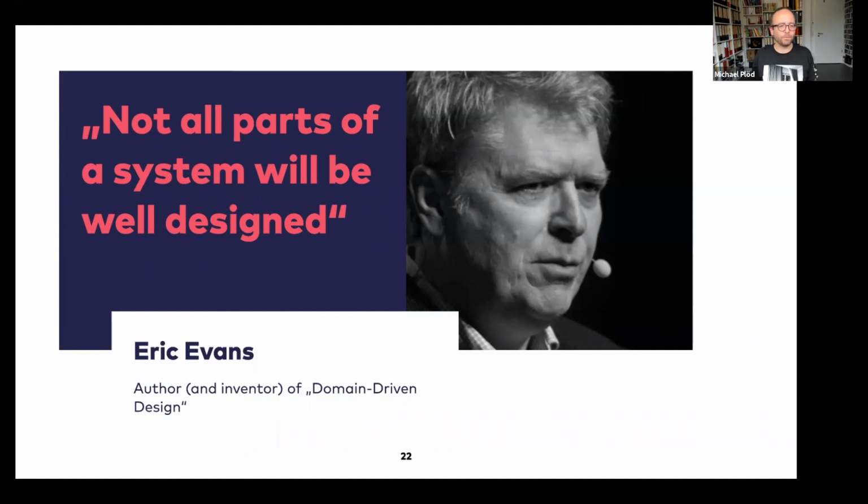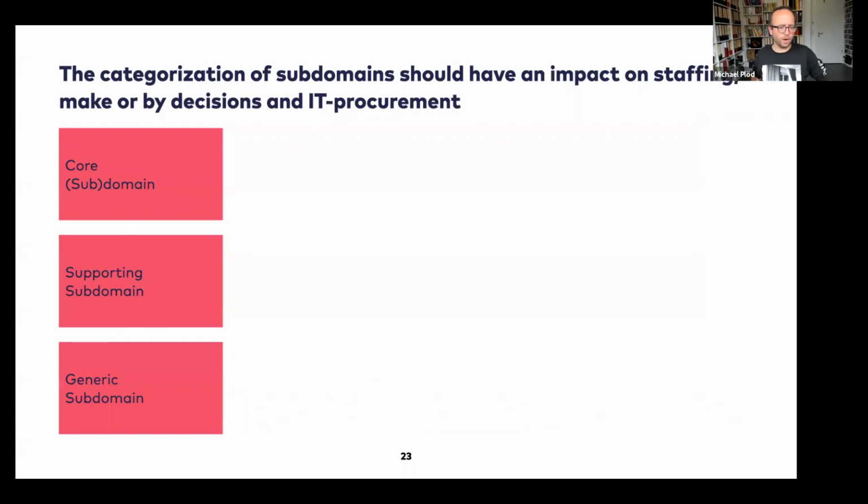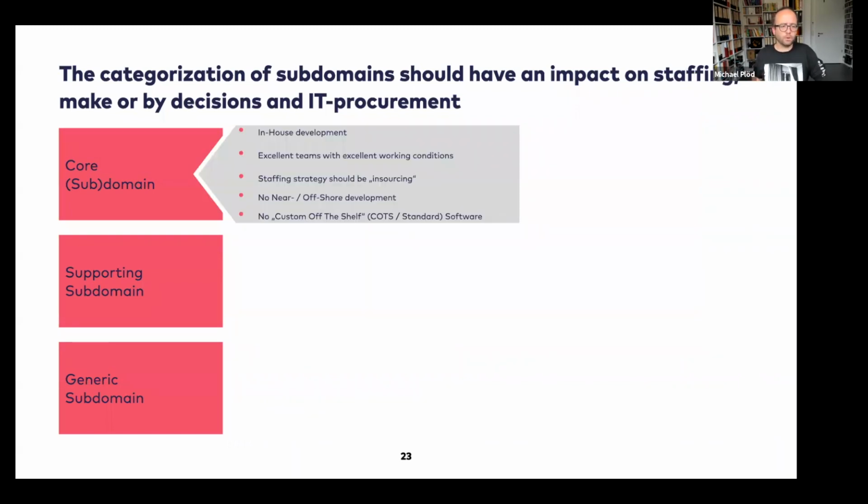However, what I have also witnessed happening very often is that the quality of a solution or a process very often happens randomly, depending on who was available on the market, the opportunistic staffing and so on. And wouldn't it be nice if we could have a little bit more control on that? So what we can do is we can derive some staffing, make or buy decisions for IT procurement as well, based on those things. So in the core subdomain, I want to have excellent teams with excellent working conditions.